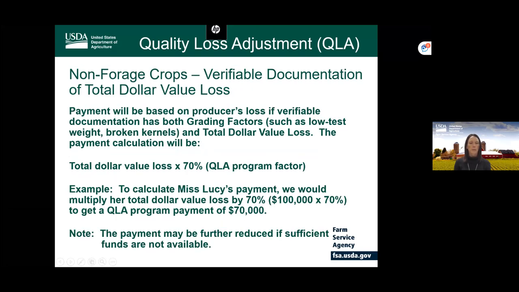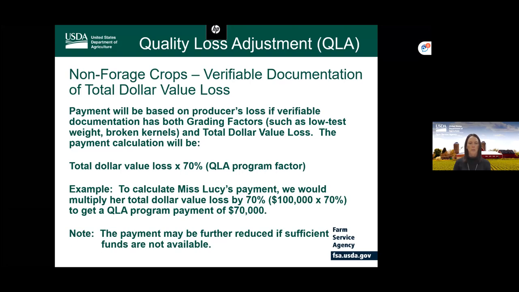Payment will be based on the producer's loss if verifiable documentation has both grading factors and the total value loss. So Lucy's documentation shows the grading factors, plus it shows the $4 that she would have received and the dollar discount that she received for the net price of $3 per bushel. So if her documentation shows all of this, she's going to be paid on her loss times 70%.